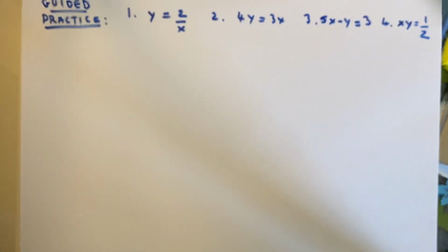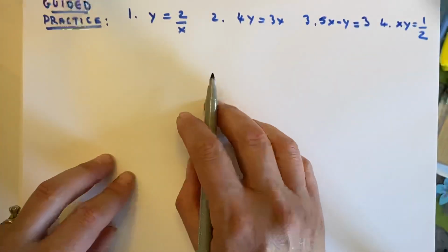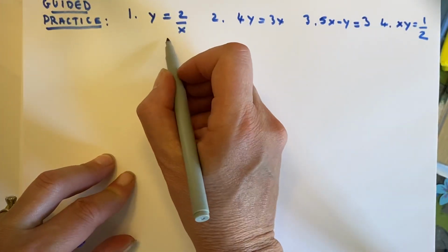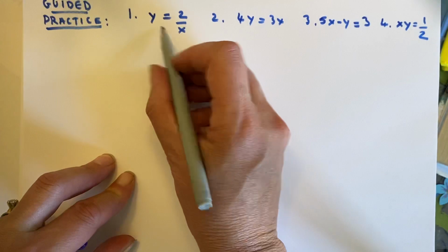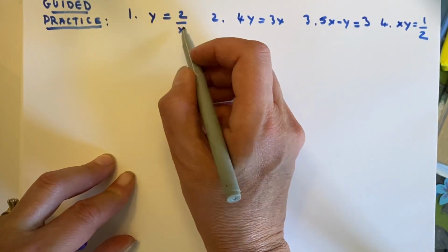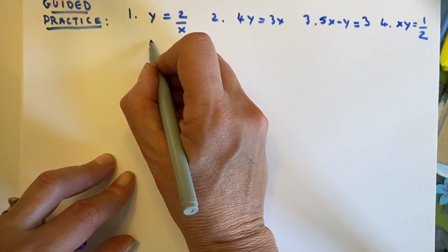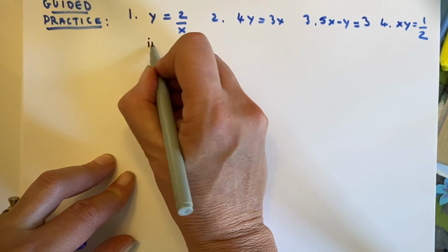Okay, let's look at what these look like when you did them. First, y equals 2 over x. Well, this is already in y equals form, and you can see right away it's in y equals a divided by x form, so this is clearly an inverse variation.